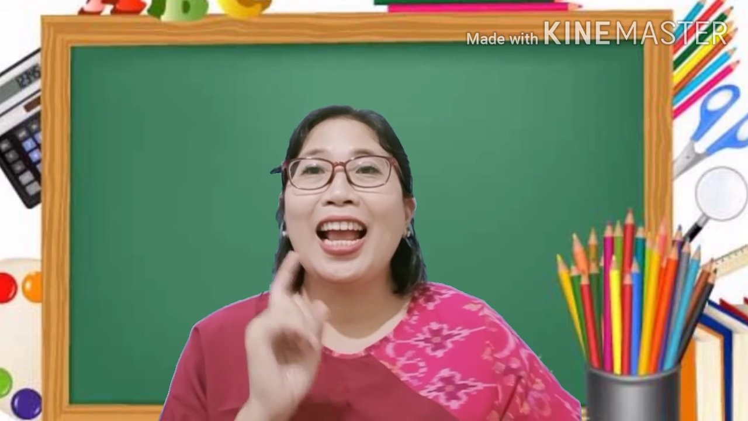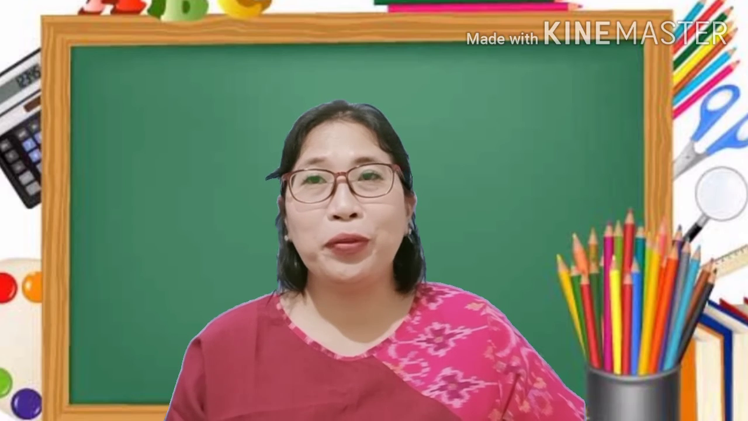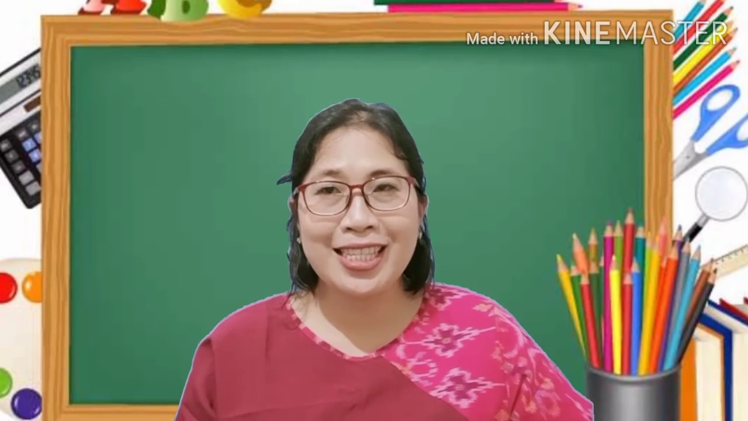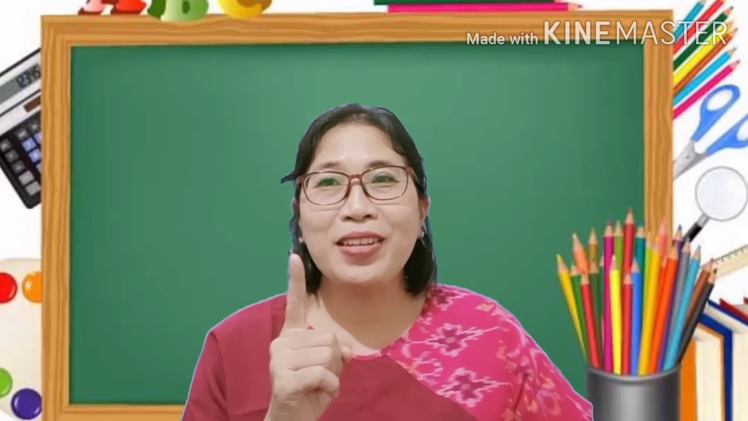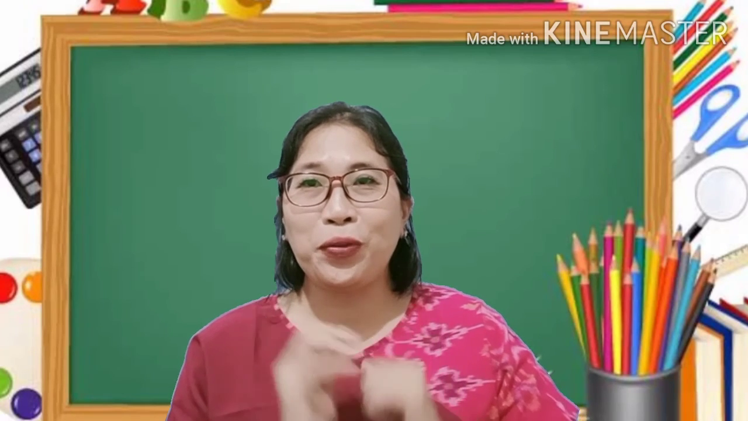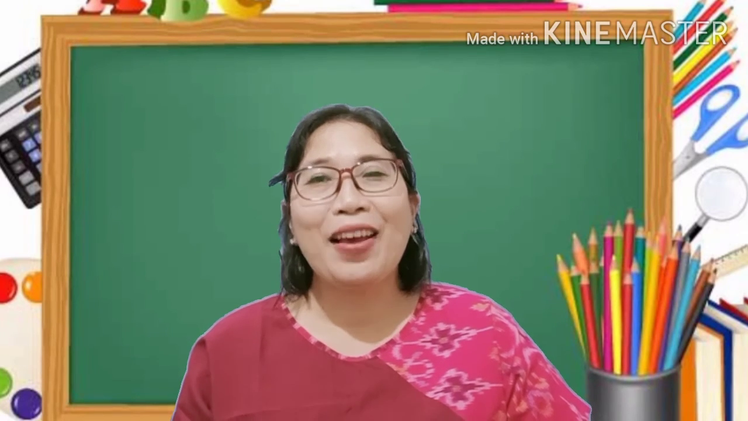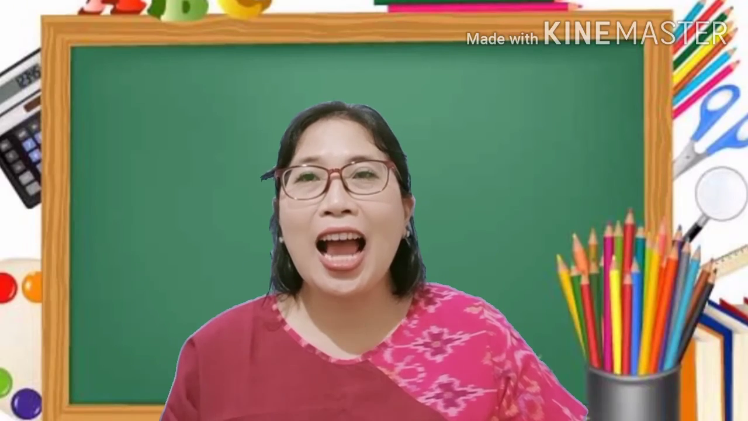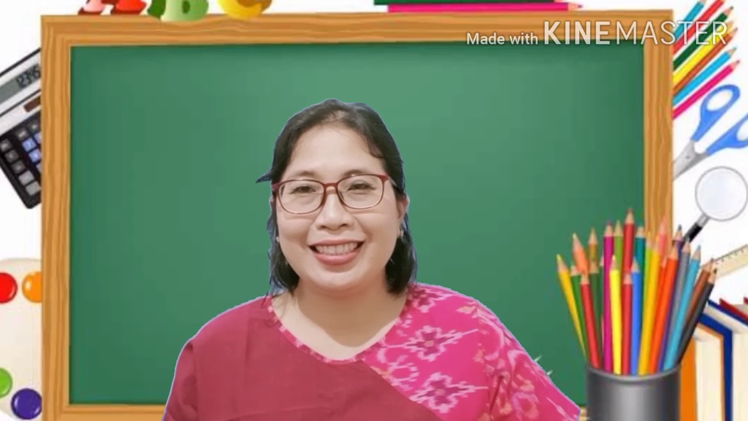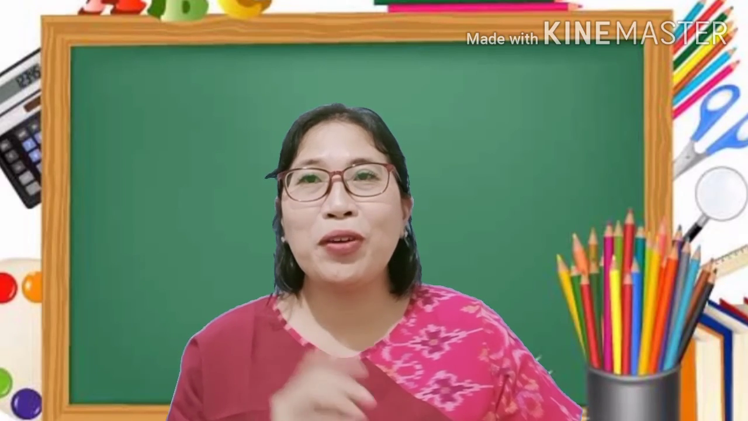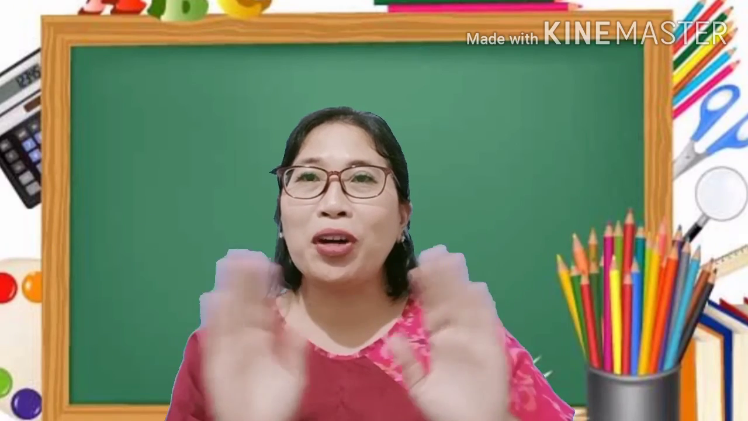Okay, children. Now you already understand big things and small things, the biggest things and the smallest things. Now it's time for you to do your worksheet. Can you do your worksheet by yourself? Very good, children. I know you are very good and very clever children. Okay, now it's time for you to do your worksheet. So, happy working, children!